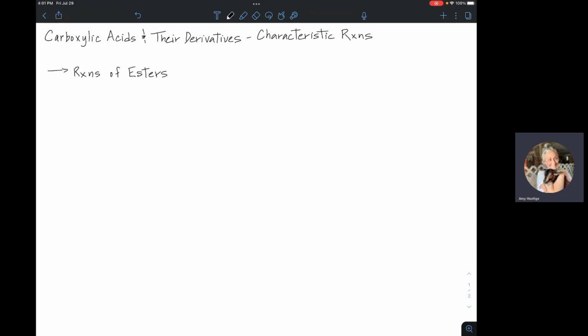However, they're sort of like in the middle of the road in terms of reactivity. They're not the quickest to react. They're certainly not the slowest. And we have a couple of ways that we can sort of help things along a little bit. We can do these reactions under the catalysis of an acid. So we can have acid catalyzed reactions.